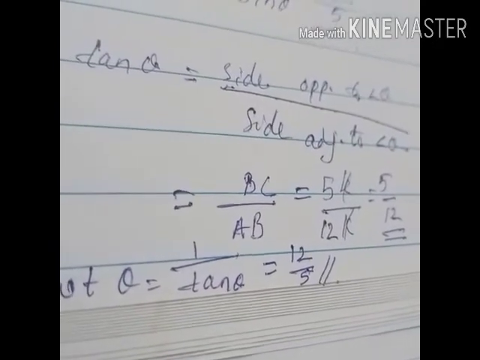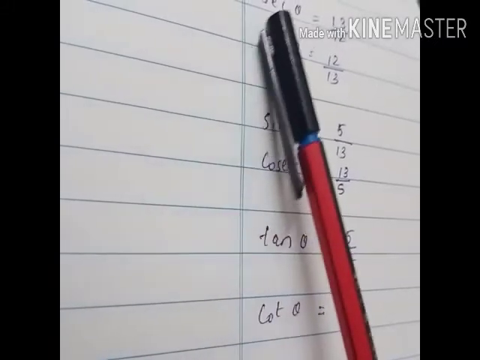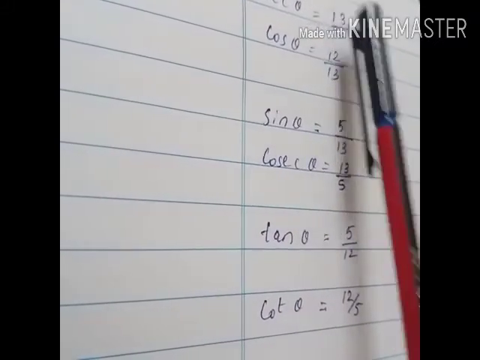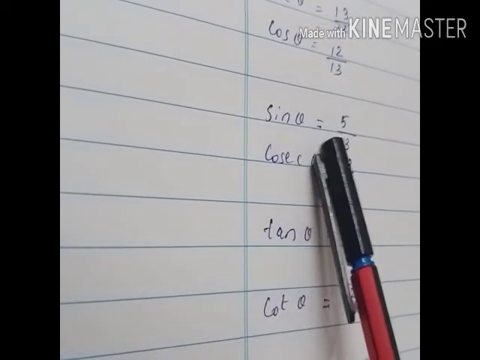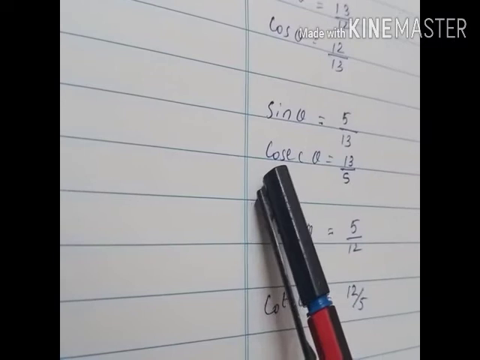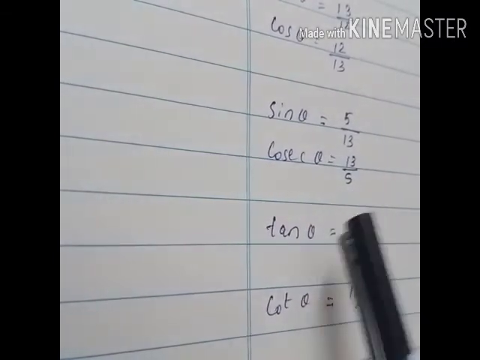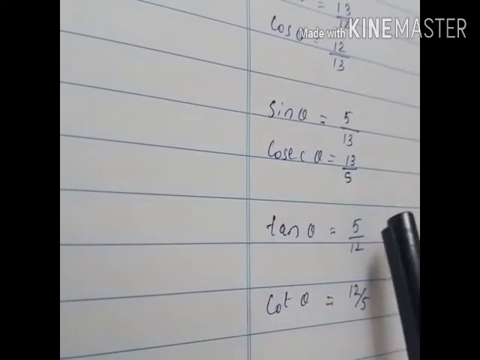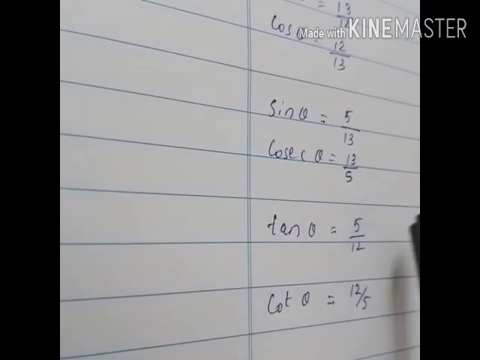So we got the other trigonometric values. Sec theta equal 13 by 12, that is given. Cos theta means its reciprocal, that is 12 by 13. Sin theta we found as 5 by 13. Then cosec theta means its reciprocal, so 13 by 5. Tan theta we got as 5 by 12. So cot theta is its reciprocal, so 12 by 5.